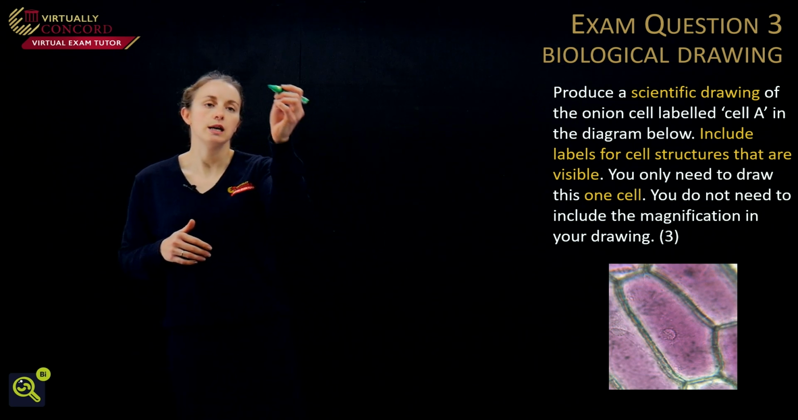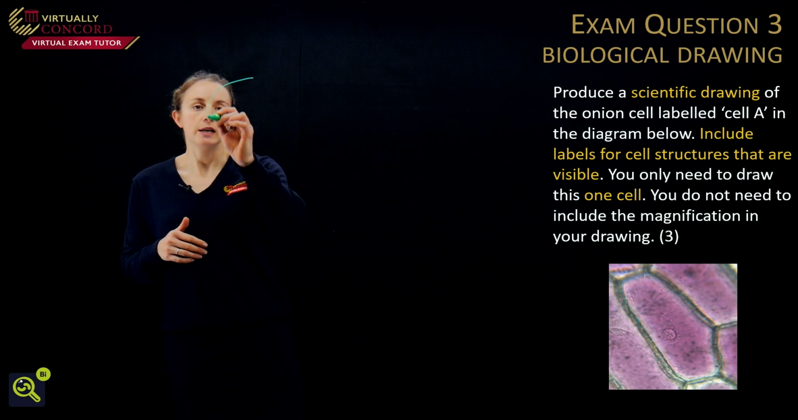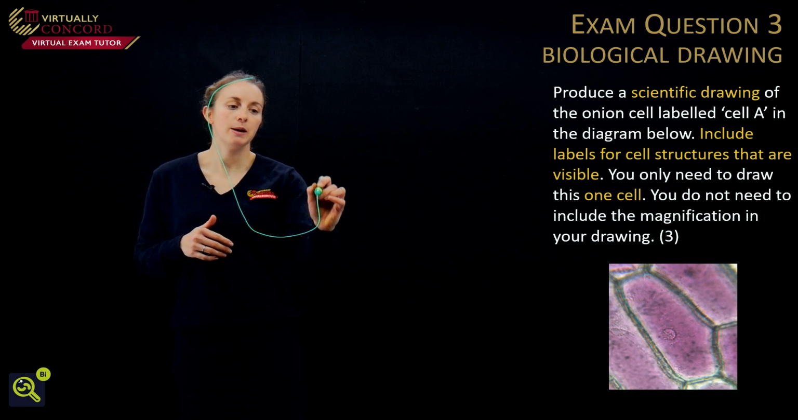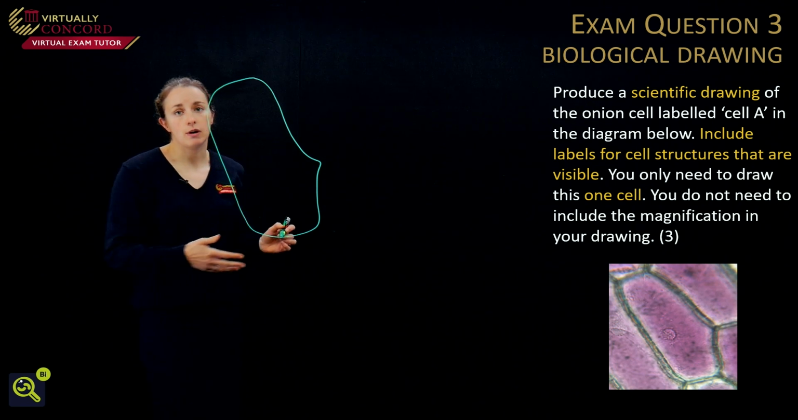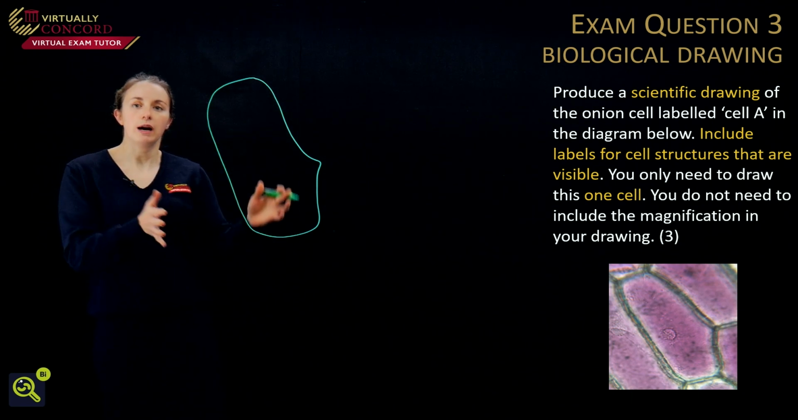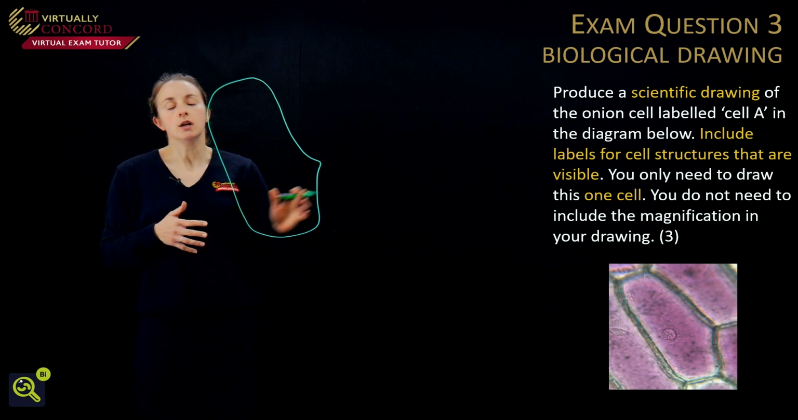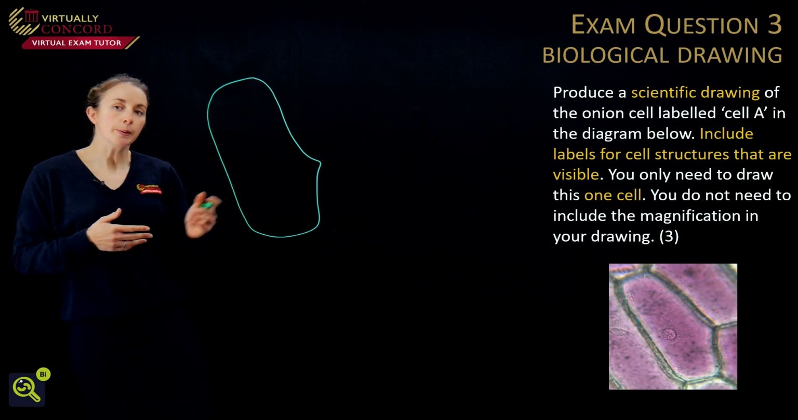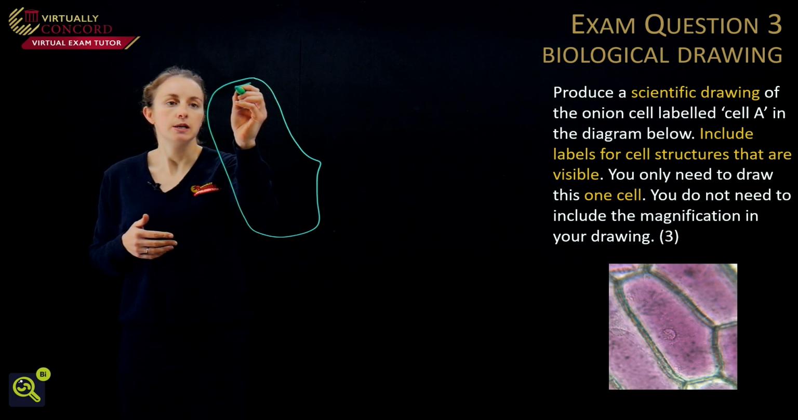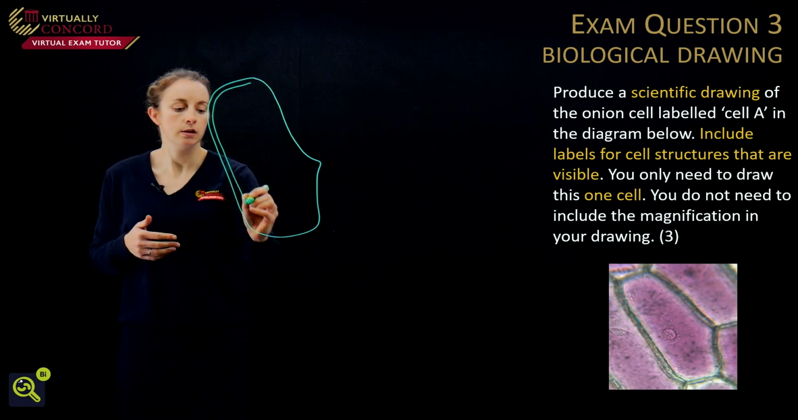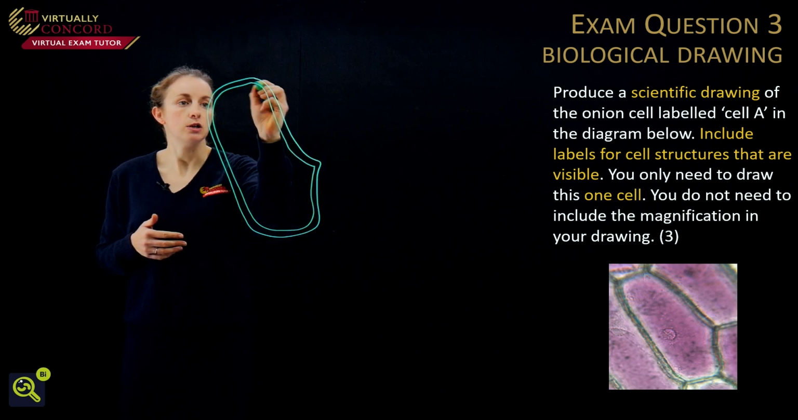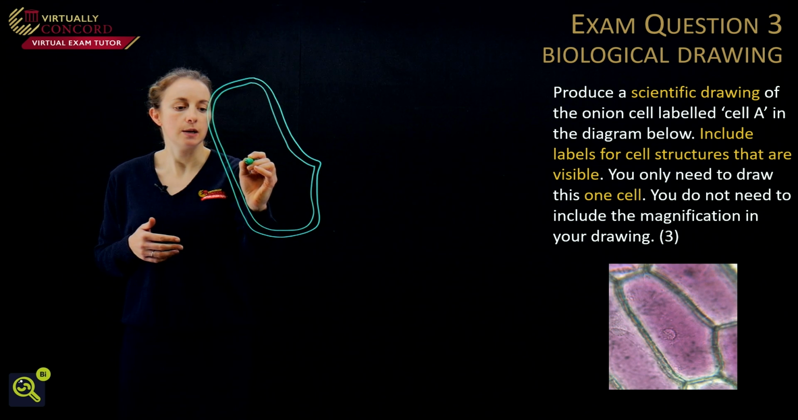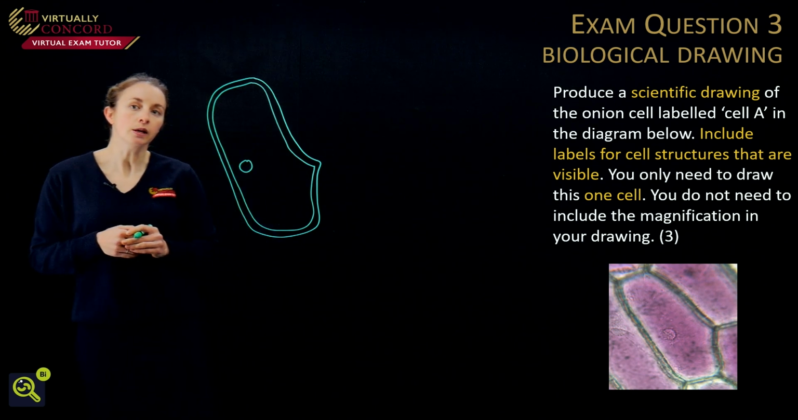So if I have a go at drawing this, it doesn't need to be absolutely perfect, exactly the same shape, but you need to make an effort to make it roughly the same shape as you can see on the diagram. So I haven't just gone for a sort of rectangle, I've tried to show you the shape that is in the image. And then I do a double line to represent the cell wall. And then the only other structure I can really see on here is the nucleus, so I draw the nucleus roughly in the same position that I can see it on the diagram.